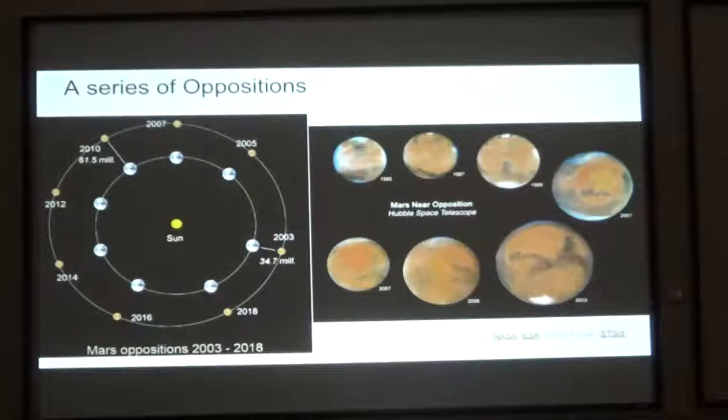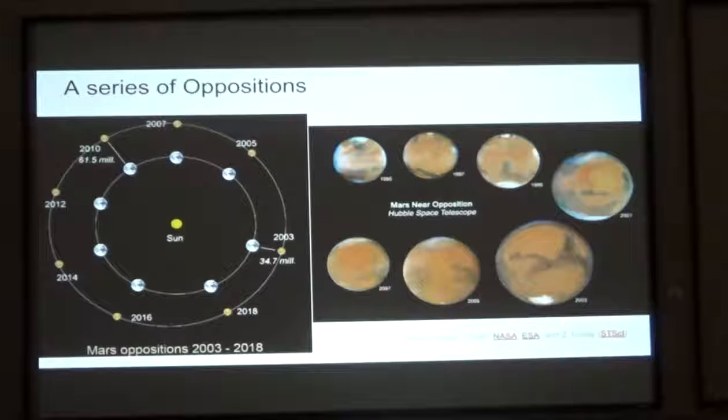Here I have, why is it that not all closest approaches are the same? Why is it that we have these 17 or 15-year cycles? Earth's orbit is fairly circular. Mars's orbit is a little bit more elliptical. It's the second most elliptical orbit of all the planets. It takes 26 months for Earth and Mars to go from opposition to opposition, opposition being when you can draw a straight line from the sun through the Earth to the planet Mars.